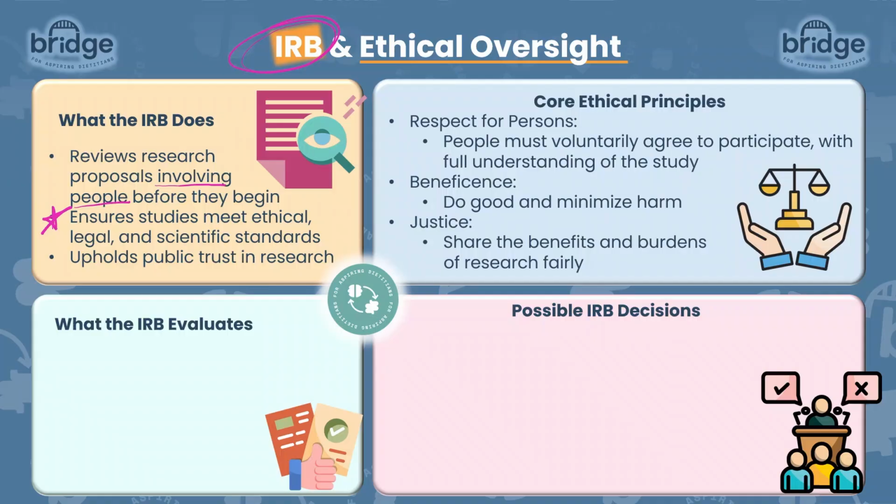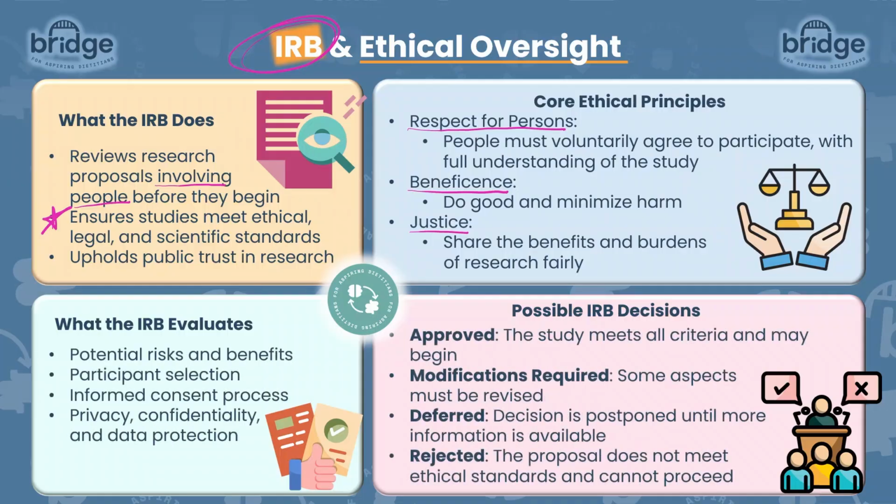In nutrition, we often work with vulnerable populations, like children, sick individuals, and low-income communities. That's why ethics matters so much. The core principles of research are respect for persons, beneficence, and justice. Respect means informed consent and voluntary participation. Beneficence means maximizing benefits and minimizing harm. And justice ensures fairness in who bears the risks and who receives the benefits. These ideas show up again in the Dietetics Code of Ethics, which we'll talk about later on in the course.